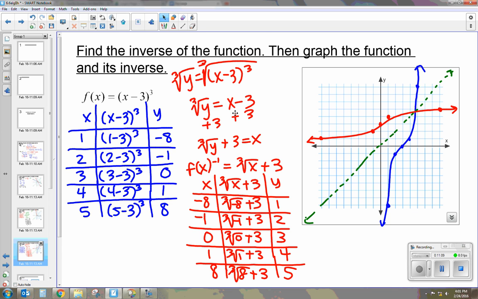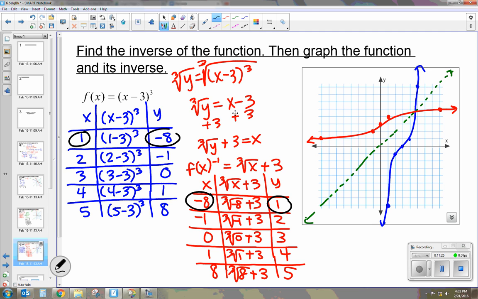Okay? And now if you take a look at the table of values, the first one, we have (1, -8). And then for our inverse, it got switched to (-8, 1). So you can use this to your advantage because all the inverse does is switch the x and y values. So that can help you when you're graphing.